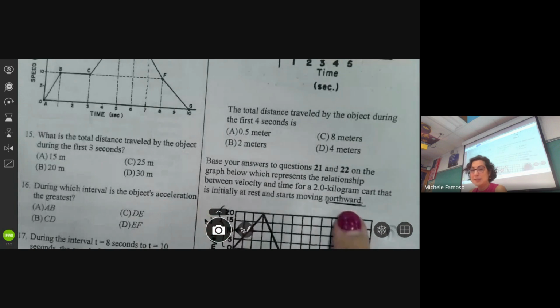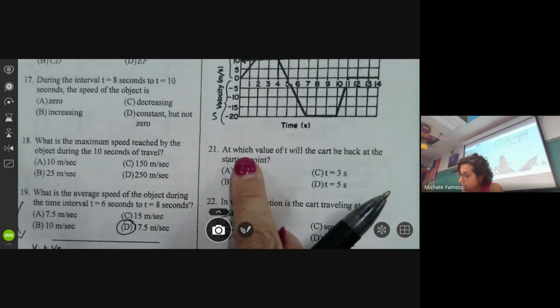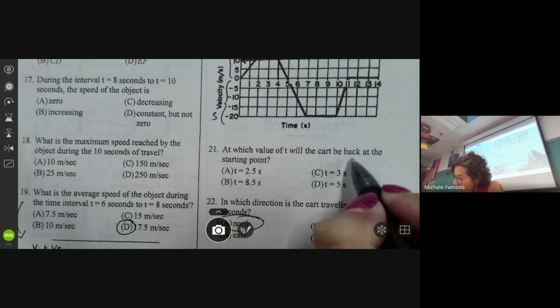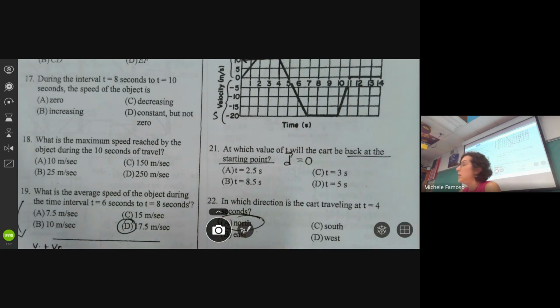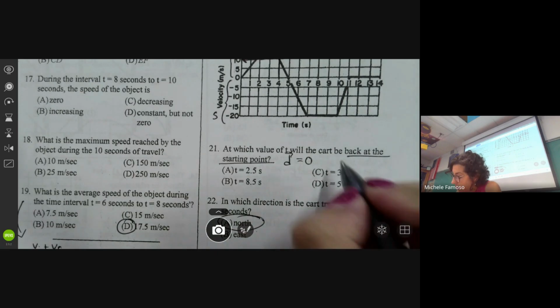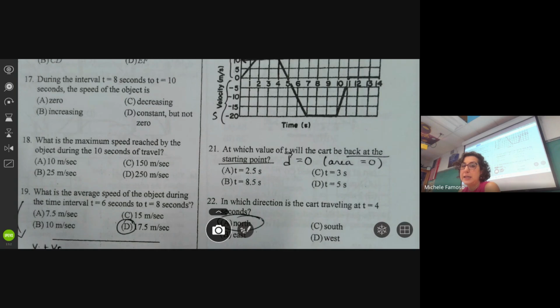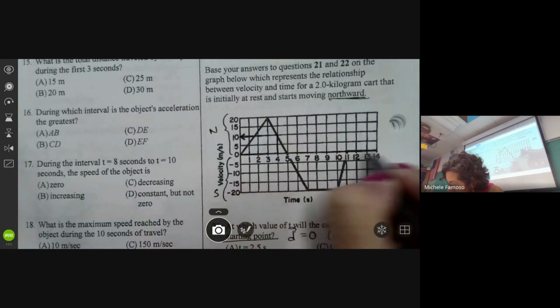How do we know that? Because it says it right there. It's the sign of your velocity that gives you the direction. Now, I want to know at which value of time t will we be back at the starting point? When you are back at the starting point, that means your displacement is 0. Where is your displacement 0? That means the total area between the velocity line and the time axis must add up to 0. So keep in mind your time axis is right here.